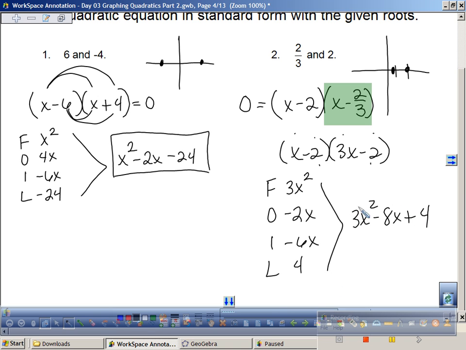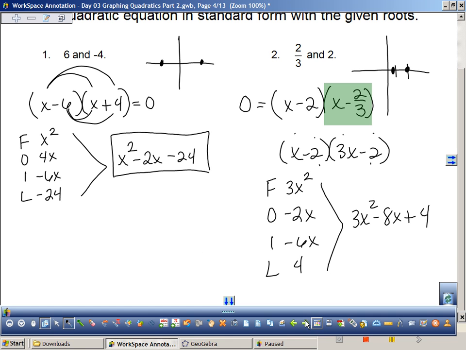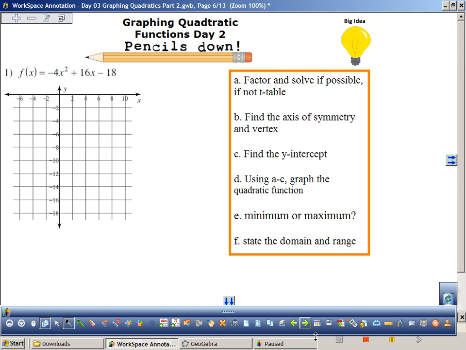If I were to do this and factor this, I would get this. This would be my answer. If I were to factor this, I would get 6 and negative 4. Do you see how it's the process in reverse? Okay, we'll try it again on Monday? Yes? Okay. Fantastic. All right, so pencils down.